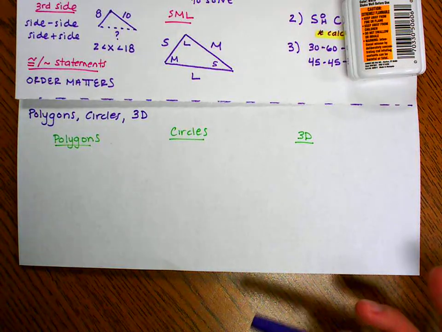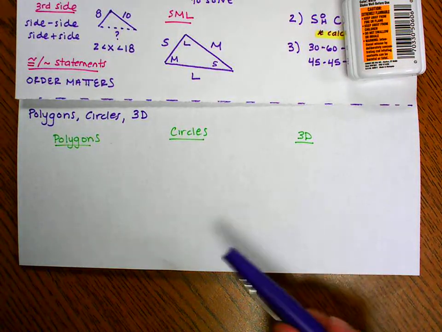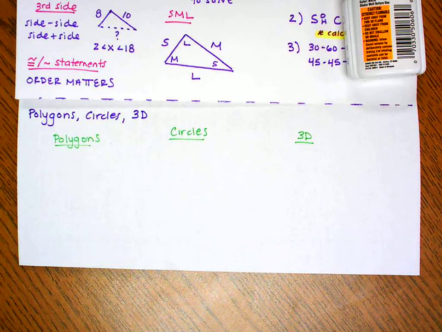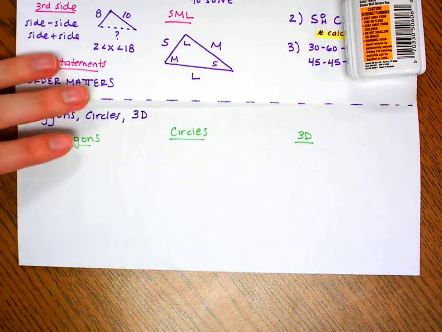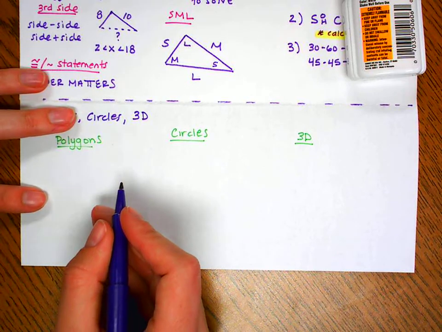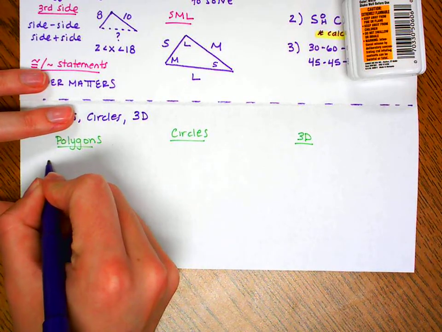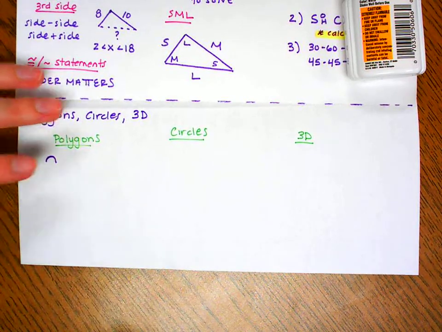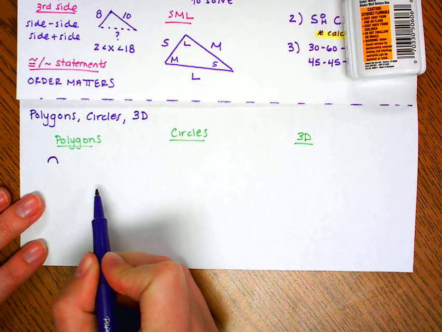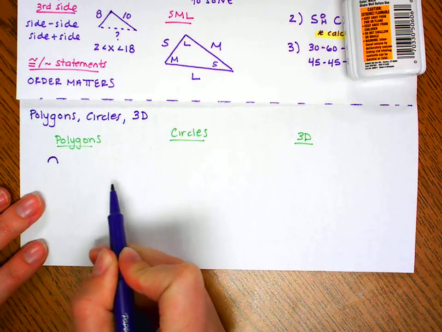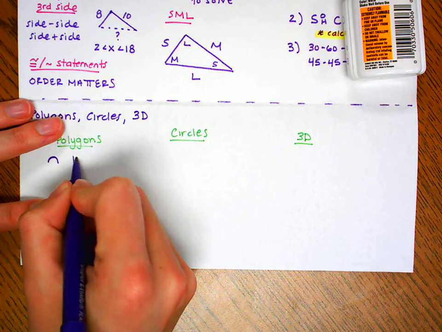Okay guys, this is the third strand for the geometry SOL, so the third big category that things fall under. For polygons, circles, and 3D, our first is polygons. If we could have you remember a couple things: if you have a half circle or a straight line and you want to know what all the things on top of that straight line add up to, it's always going to add up to 180 degrees.